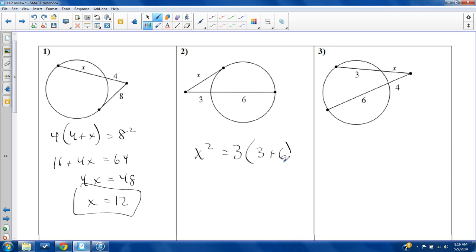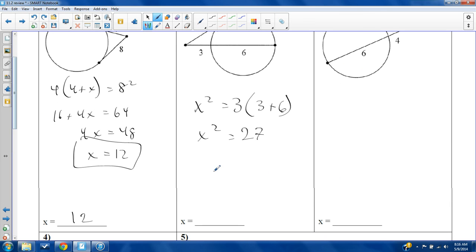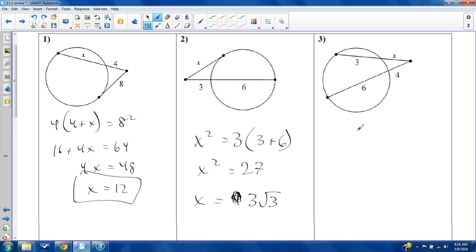Outside times whole thing equals outside times whole thing. So I'm going to keep saying that as I go. Equals 3 plus 6 is 9. 3 times 9 is 27. So x is the square root of 27. That's the square root of 9 times the square root of 3. Square root of 9 is 3, and square root of 3 is square root of 3. So x is 3 root 3. I think on the bottom they showed 5.2 or something like that.